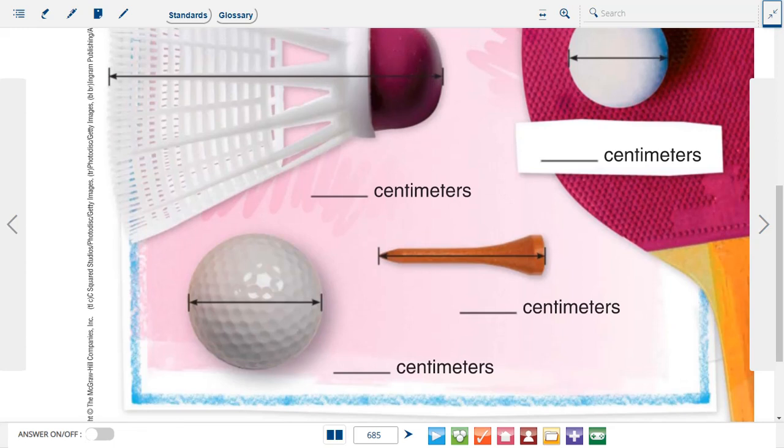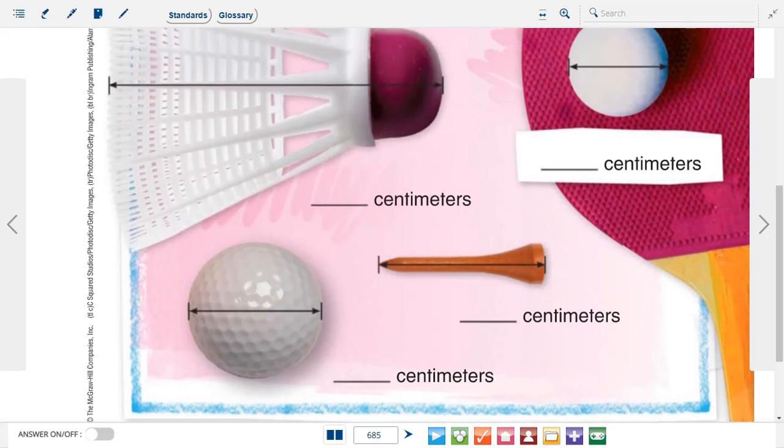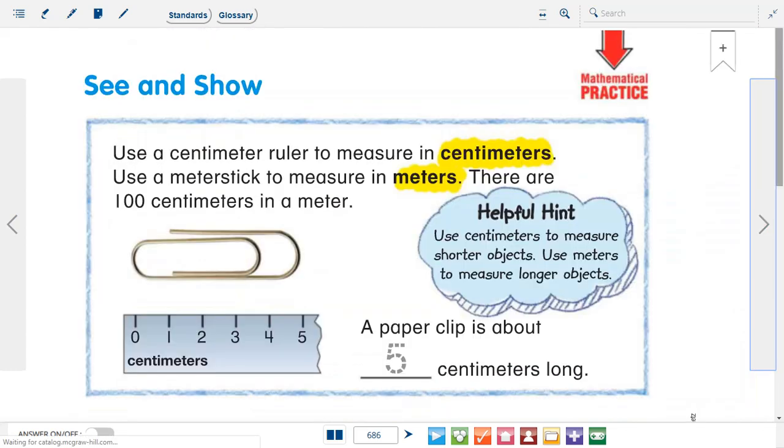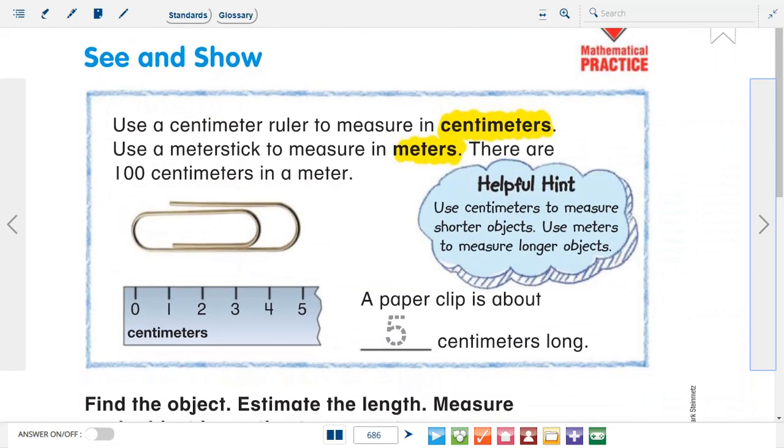As you saw in the first video, use your ruler to measure the length of this line in the middle of each item and write the length of it. So what is the length of it? Write it down here. The same for the next page, but let's read this first. Use a centimeter ruler to measure in centimeters. We learned this in the video. We have a ruler that we can measure in centimeters.